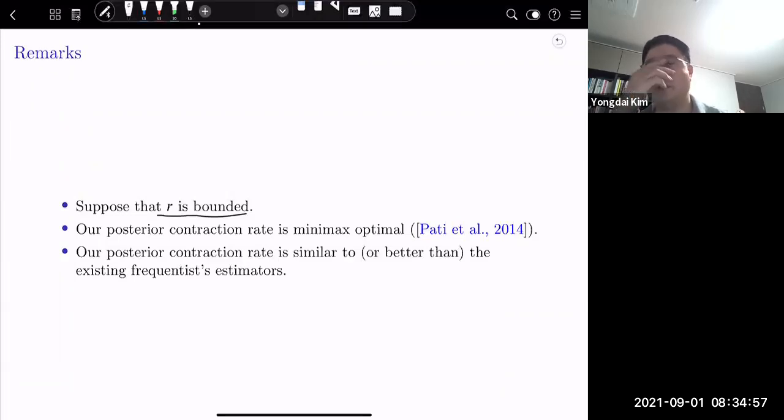For frequentist estimators, Chi's estimators, they assume that the noise variance is known, but we do not assume that the noise variance is known. So our model is bigger, but we have the same contraction rate. That means our contraction rate is better than the frequentist estimator.